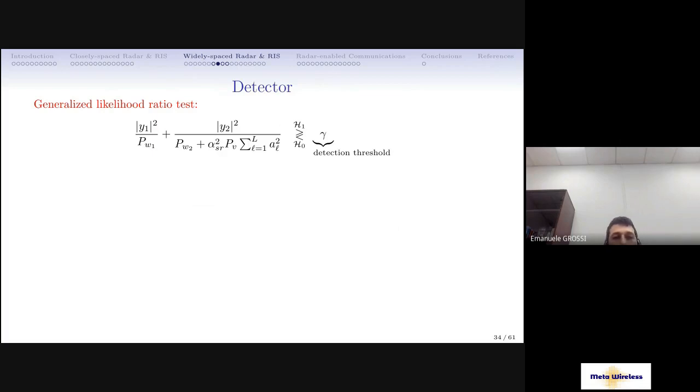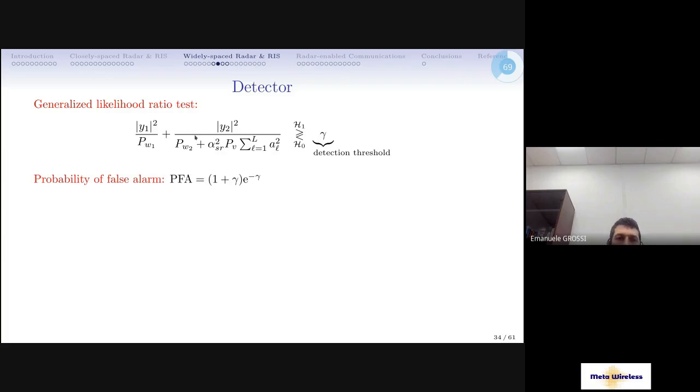So the test is just obtained by the ratio of these two generalized likelihood functions. And well, it is not difficult to show that the generalized likelihood ratio test amounts to this test, where the properly scaled versions of the squared modulus of the signals from the two channels are summed and then compared with a threshold, which is the detection threshold gamma. If the threshold is crossed, you declare a target to be present. Otherwise, you say that there is no target in that position, and you continue exploring the volume, searching the volume for additional targets. These scaling factors are just the noise powers at the two different channels, so as to be able to properly combine these two terms.